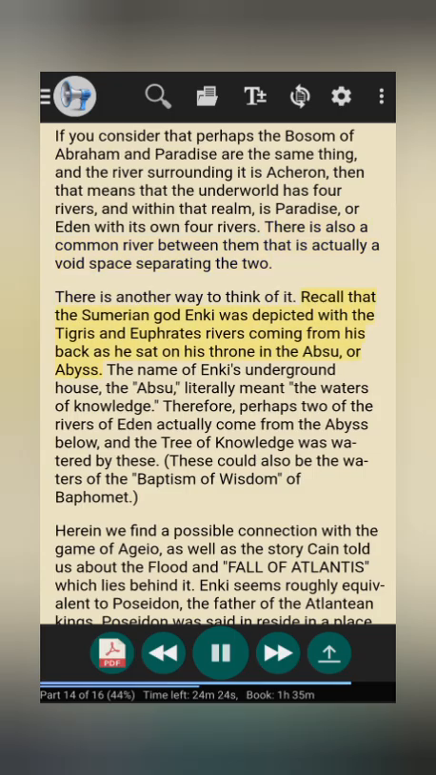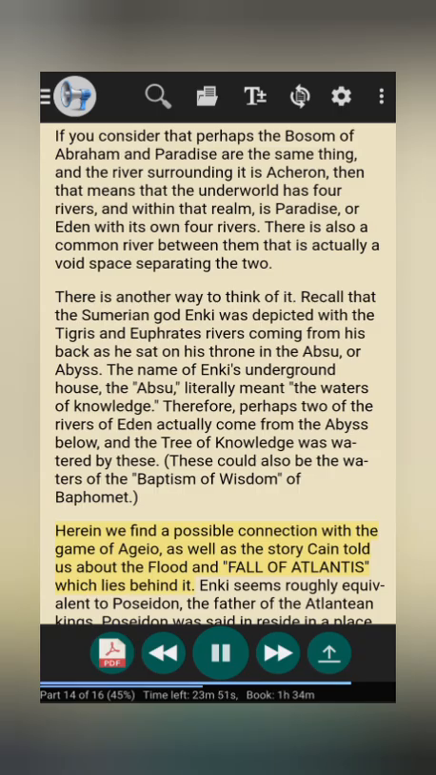Recall that the Sumerian god Enki was depicted with the Tigris and Euphrates rivers coming from his back as he sat on his throne in the Absu, or abyss. The name of Enki's underground house, the Absu, literally meant the waters of knowledge. Therefore, perhaps two of the rivers of Eden actually come from the abyss below, and the tree of knowledge was watered by these. These could also be the waters of the baptism of wisdom of Baphomet.